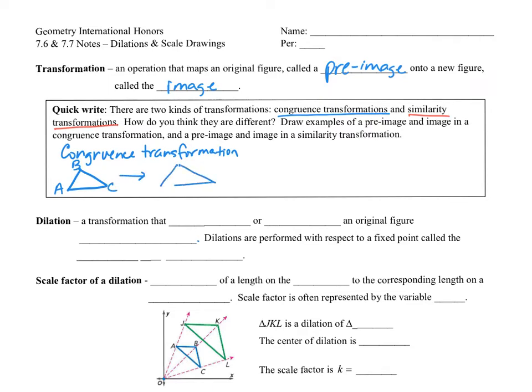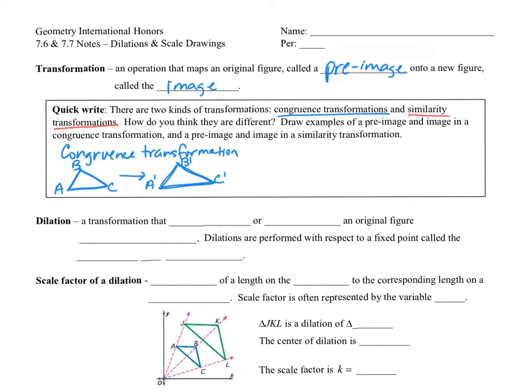When I do, my image ends up being, well, I tried to draw a triangle that looks congruent. Its name would be A prime, B prime, C prime. Just by taking each point and shifting it to the right, we end up with a triangle that's congruent to the original. So that would happen with a translation or a rotation or a reflection.